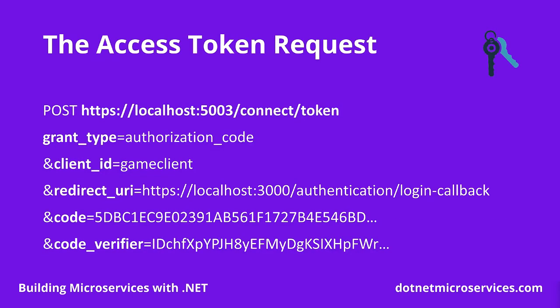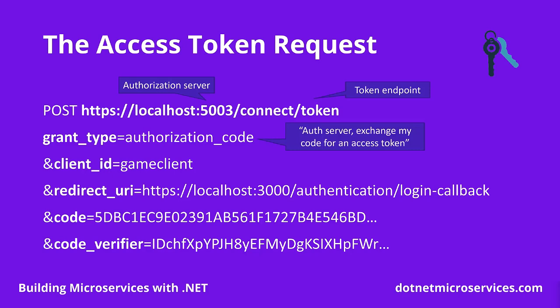Let's now inspect the elements of the access token request, which the client sends to the authorization server after acquiring the authorization code. Again, this is the address of the authorization server, our local box in this example. This is the endpoint in the authorization server that can be used to request an access token. By specifying authorization code in the grant type, we are asking the authorization server to exchange the provided authorization code with an access token that the client can later use to talk to any of our microservices.